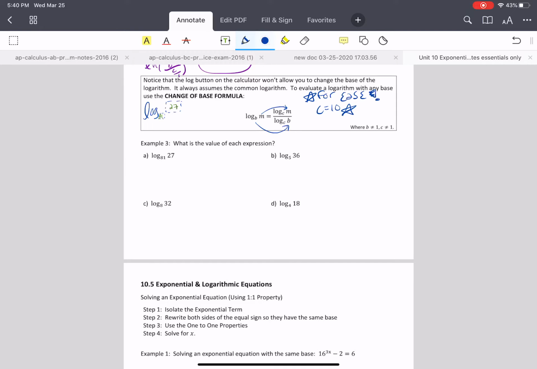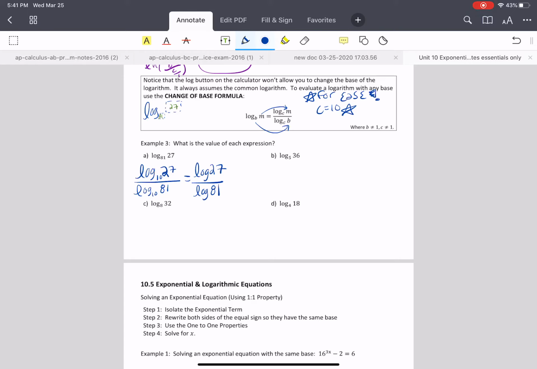Okay, so let's try that down here. Using the change of base formula, if I have log base 81 of 27, I can split that into log base 10 of 27 over log base 10 of 81. Now, I don't need to write that first step again because the 10, remember, for the common log is my invisible log. So I just leave it off.